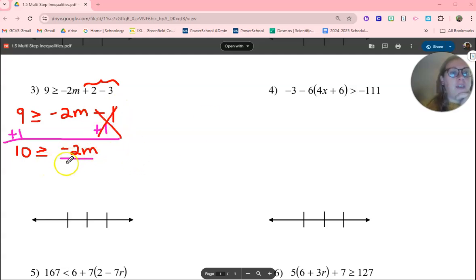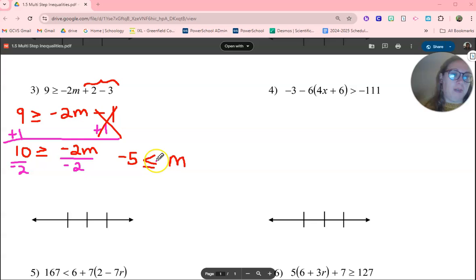And then we're going to divide everything by negative 2. But of course, we remember when we divide by a negative or multiply by a negative, we flip the sign. 10 divided by negative 2 is a negative 5, and then we're going to flip this sign to get m.